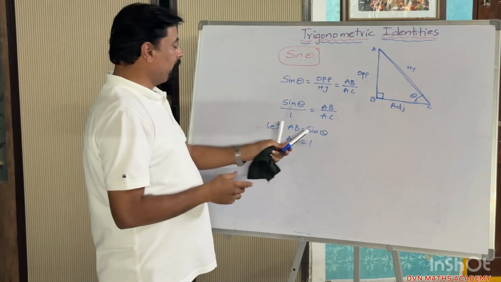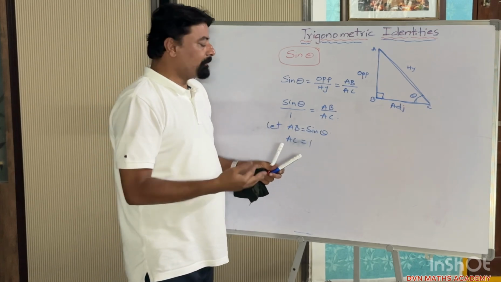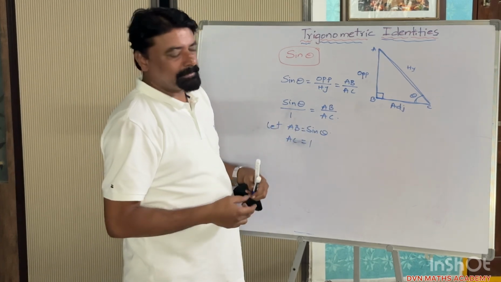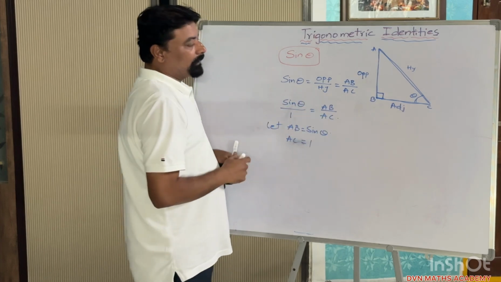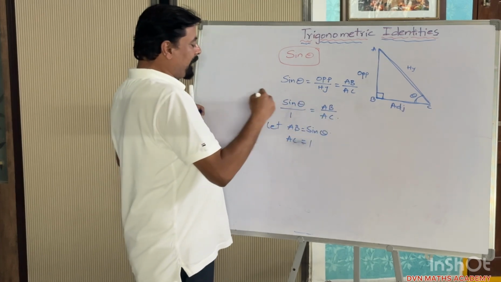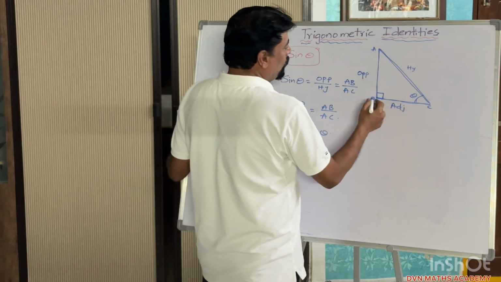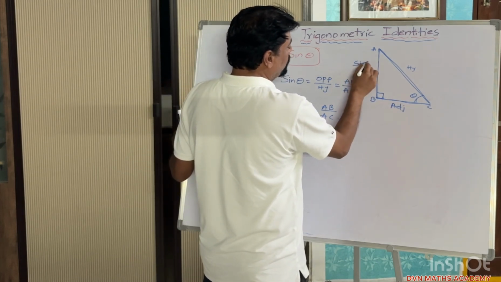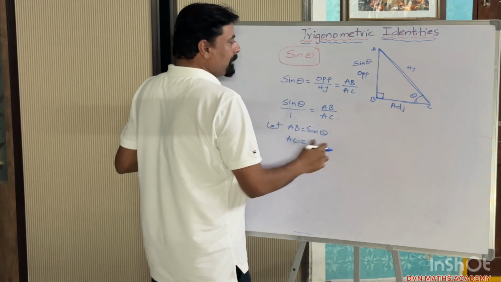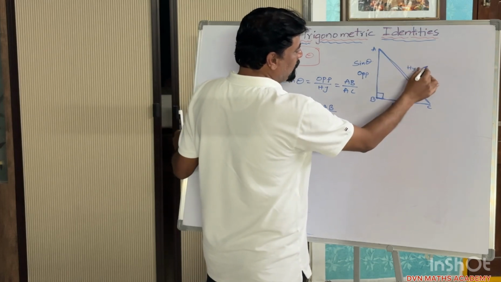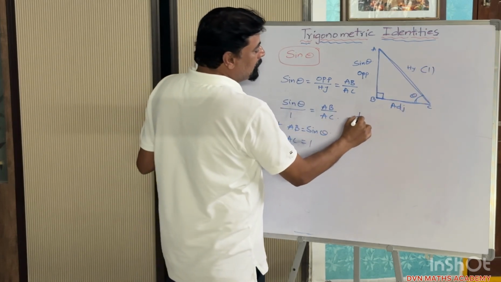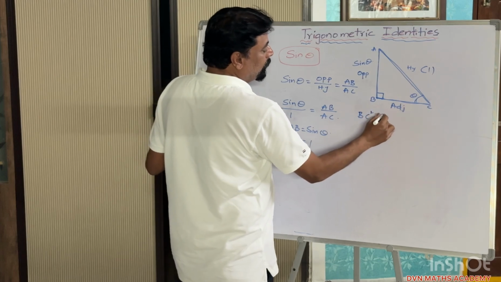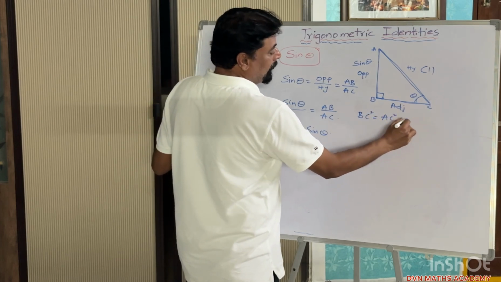Actually, I could multiply with one constant. Otherwise, if you multiply also, at last it will be cancelled. So I have just taken AB equal to sine theta and AC equal to 1. What happened? Let us see. AB is sine theta, and hypotenuse I have taken as 1. By Pythagoras theorem, BC square is equal to AC square minus AB square.